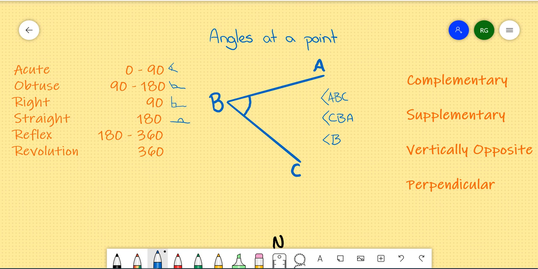A reflex is a bit like an acute or an obtuse, but instead of the internal angle, it's the external angle. It's greater than 180 and less than 360. A revolution is 360. It's the whole way around, like so.